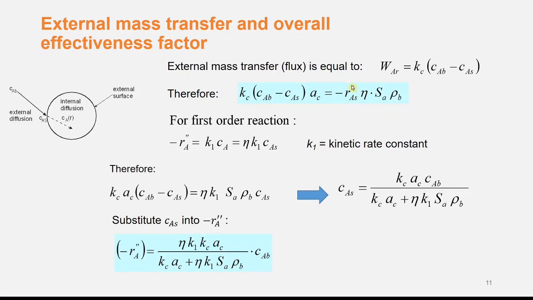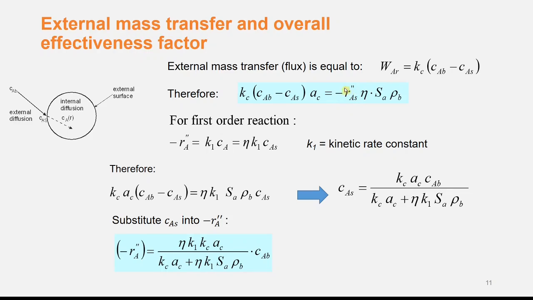Finally, if we assume a first-order reaction, we can relate R_AS double prime to C_AS. And this will help us relate C_AS, the surface concentration, to C_AB, the bulk concentration, which is what we ultimately need to design the reactor. So for a first-order reaction, negative R_AS double prime is equal to k1 times C_AS.